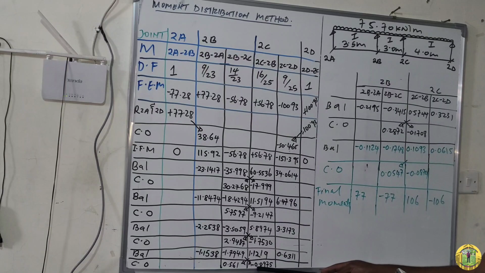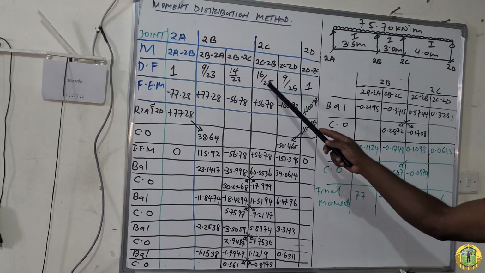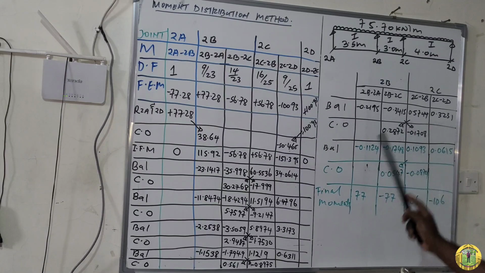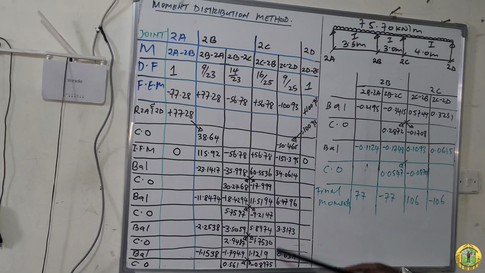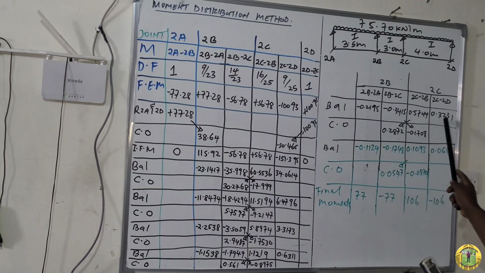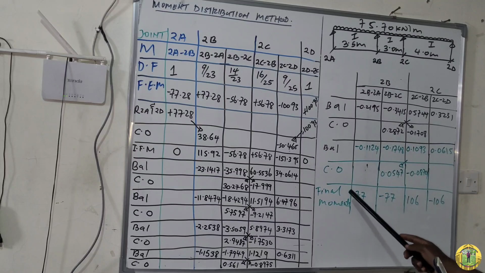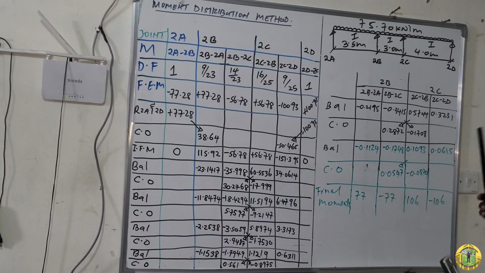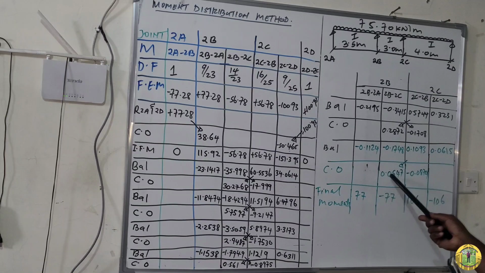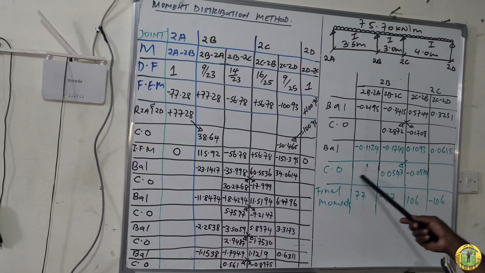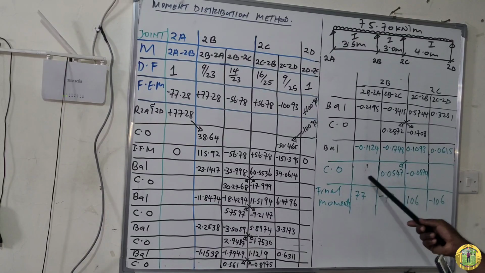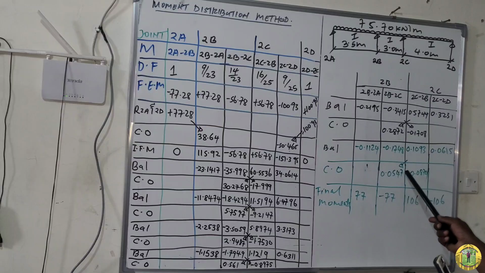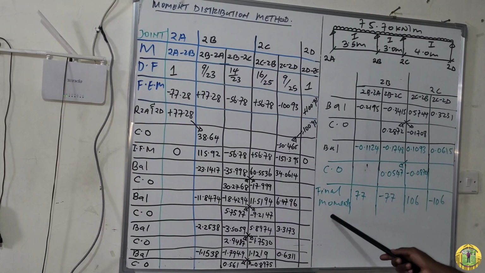The same applies to this one. This one will be positive 0.8975 multiplied by 16 over 23. You will get this one. Again, positive 0.8975 multiplied by 9 over 23. You will get this one. Carry over. Repeat until you come to where the carryover is 0.00 something. You can even continue from here. But let's stop at this juncture, where carryover is 0.0547 and negative 0.0874. And then you have the final moment.